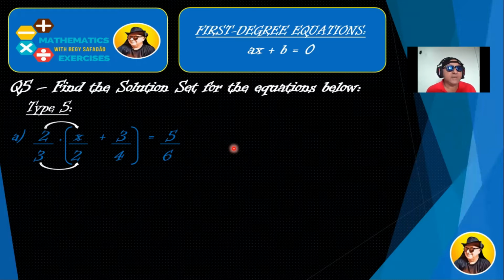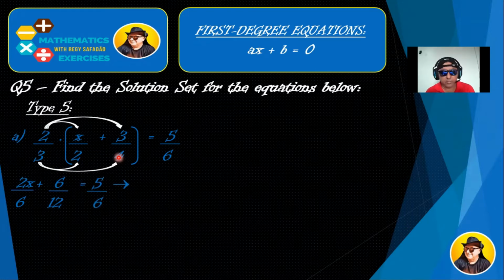Okay, so let's say 2 times x is 2x, and 3 times 2 is 6, and then we have also to multiply like this. Okay, so 2x over 6, and then this and this, going over and under. So 2 times 3 is 6, and 3 times 4 is 12. So we have plus 6 over 12, and 5 over 6 we are going to repeat because it's not operating.